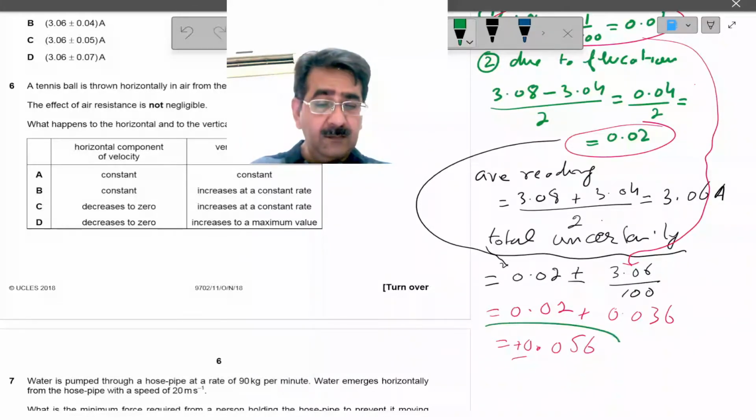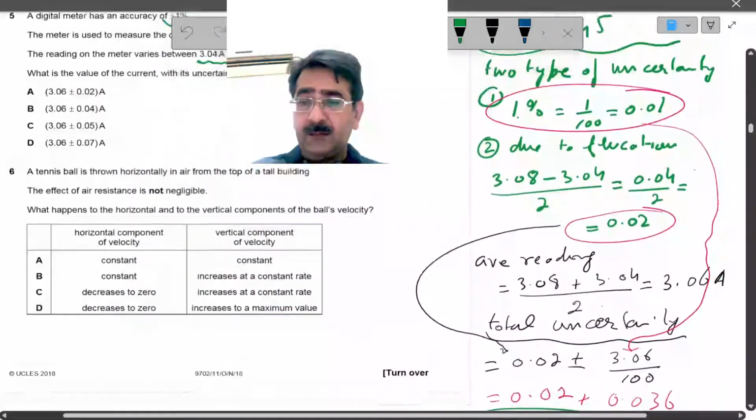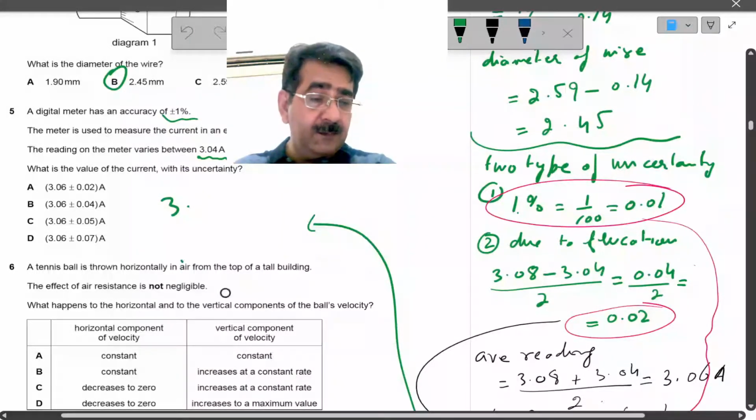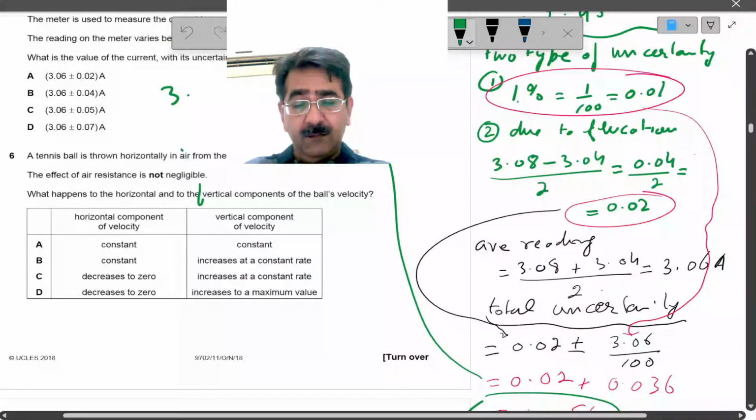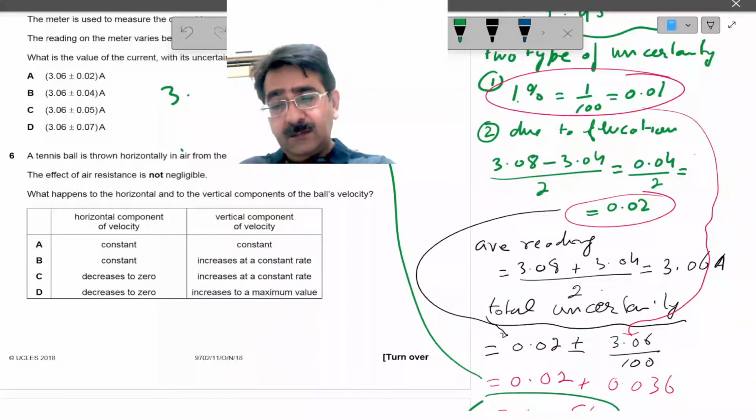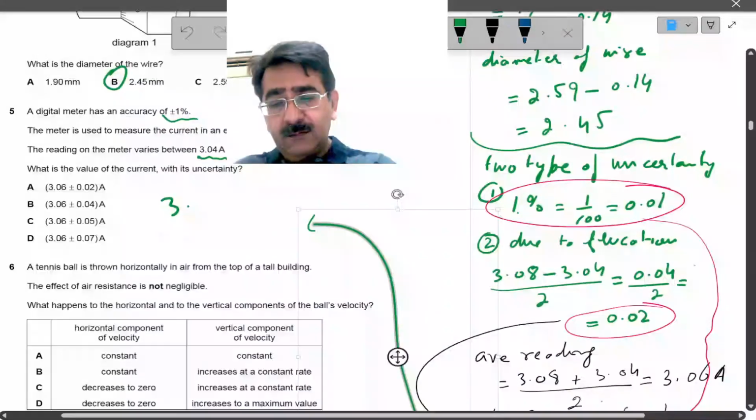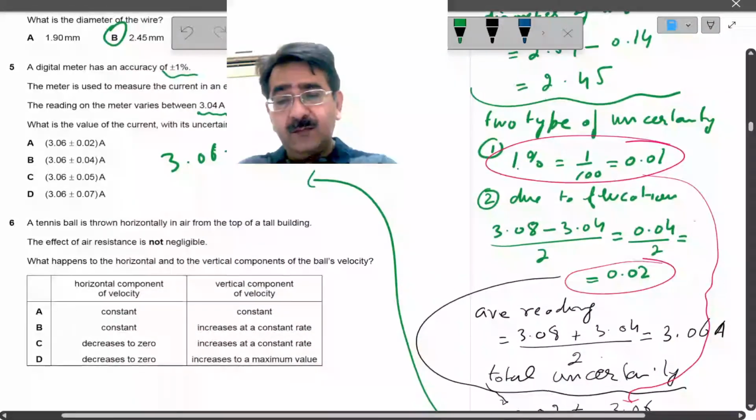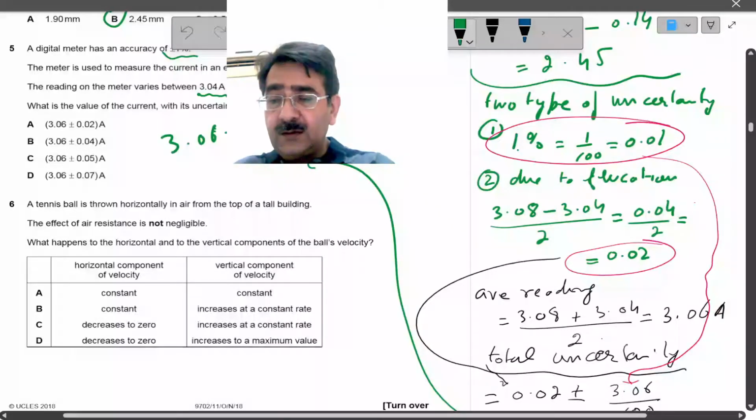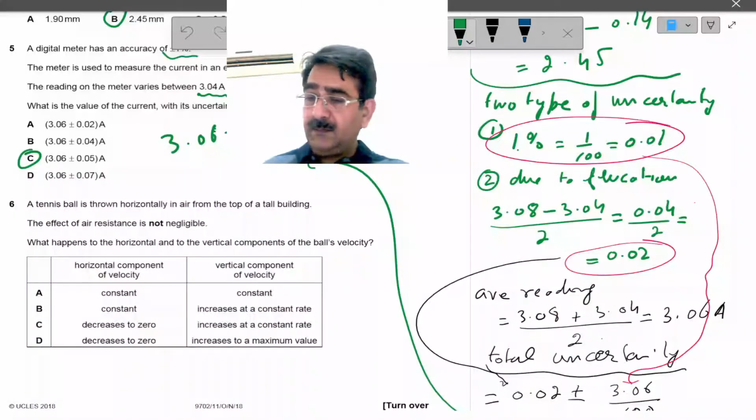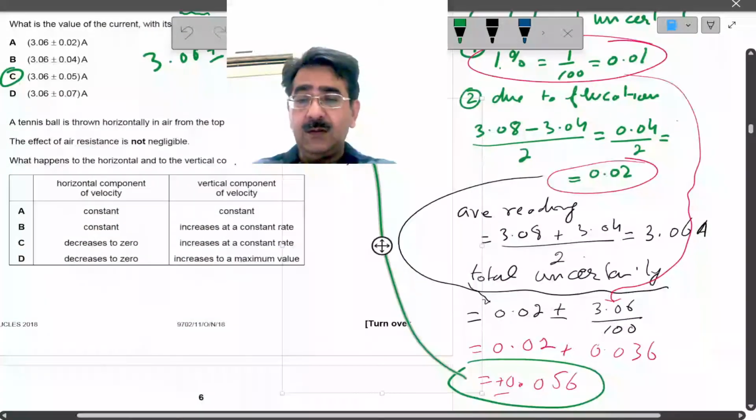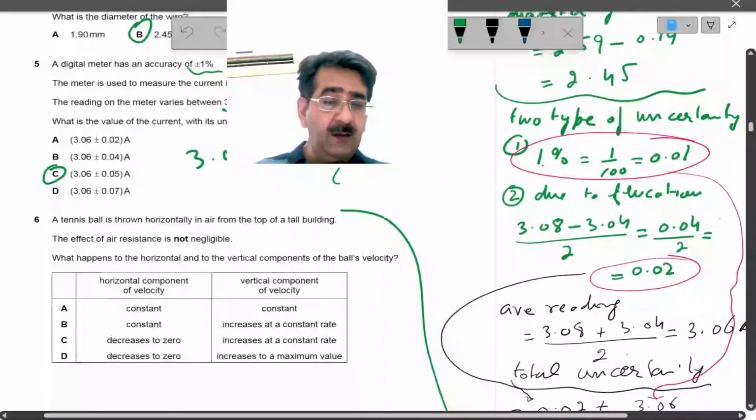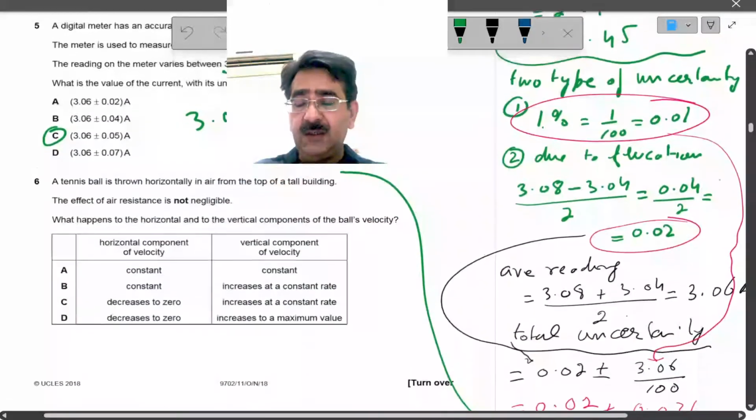So the reading will be 3.06 plus minus 0.056. So the best answer is C, 3.06 plus minus 0.056. So that will be the answer C, because this was the error, the total uncertainty.